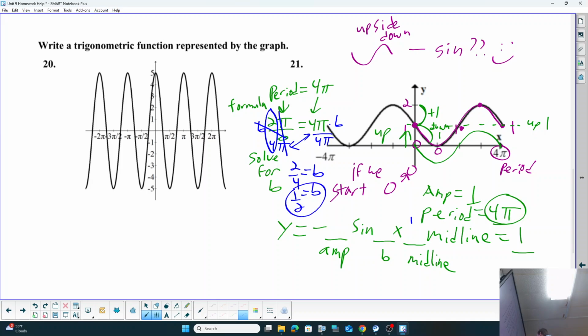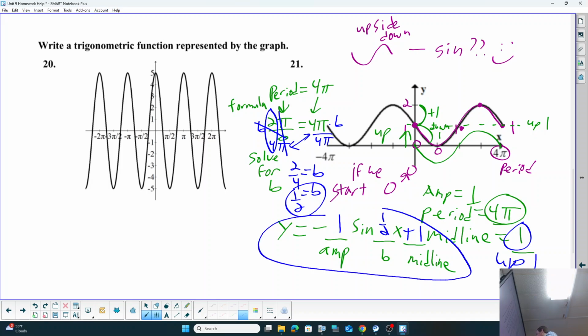We found our b value. That was the hardest one. Our b value is a half. Our midline is just up 1, and so up 1 is plus 1. And then our amplitude is also just 1. Positive 1, but then the negative means upside down. So that's our right equation. That was a tough one. Good job.